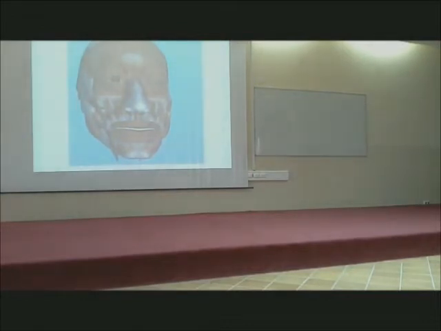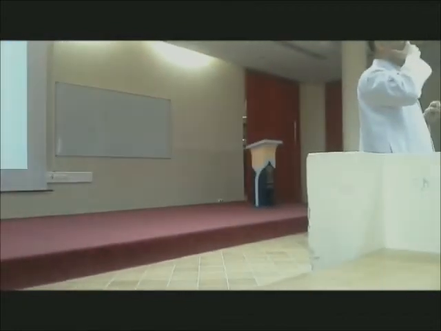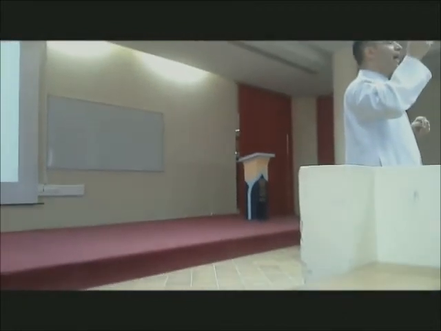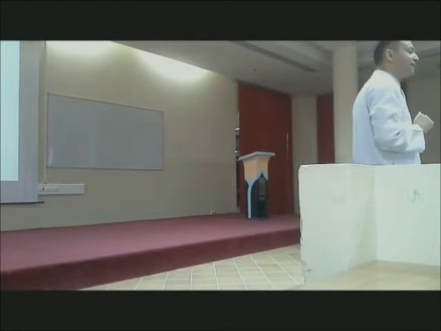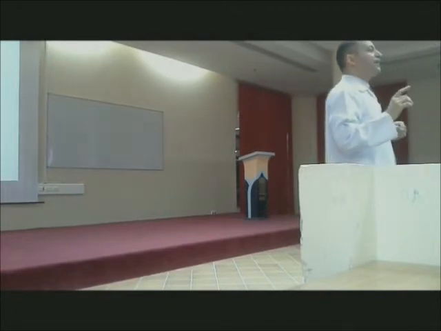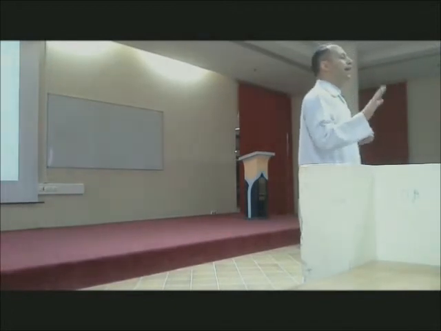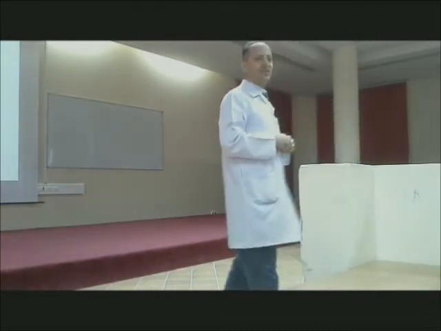Which one do I find localized? Sub-periosteal. Sub-periosteal hematoma is localized. The other type is diffuse, and we call it sub-aponeurotic. That's right. Which type never crosses sutures or midline? Periosteal. Sub-periosteal.